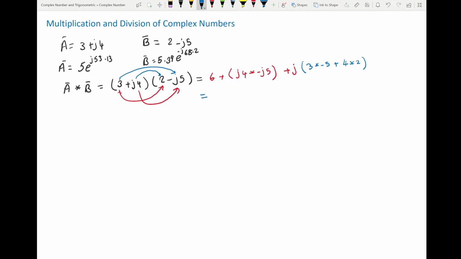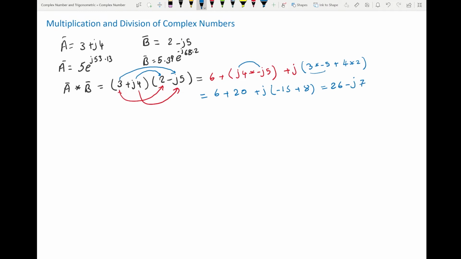So when you carry out this, it will be 6 plus j times j is -1, times minus is plus. So that's plus 4 times 5 is 20, plus j(3 times -5 is -15, plus 4 times 2 is 8). So the answer is 26 - j7.